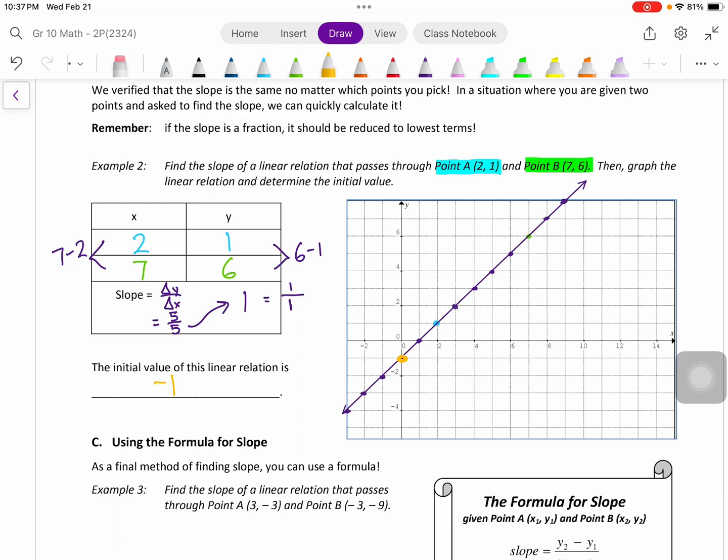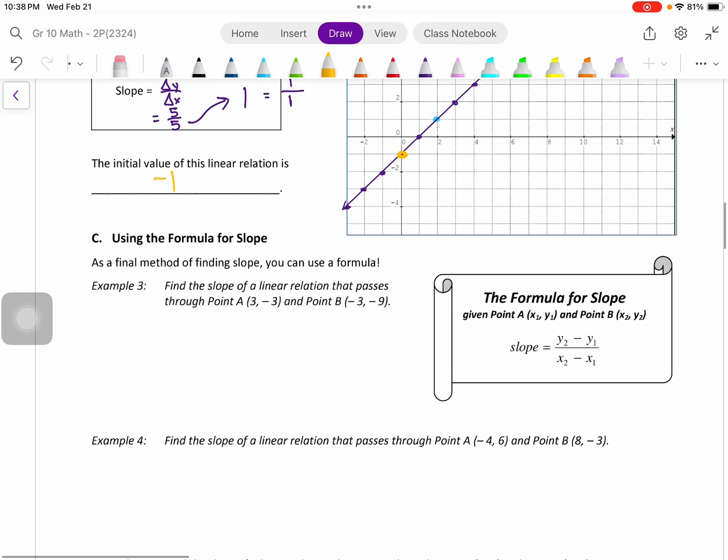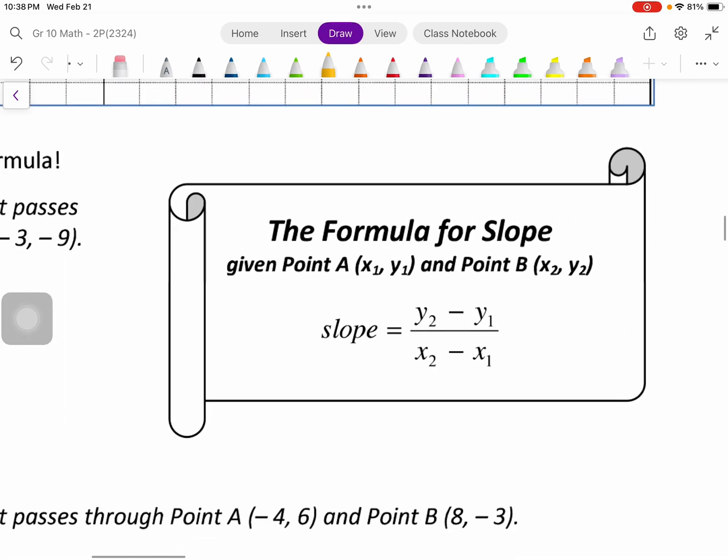For the next few examples, we're going to focus on just using 2 points and using a formula. So you can see here that each time I was taking the second y value and subtracting the first to calculate my delta y, and then I was taking my second x value and subtracting my first x value for my delta x. So that is all that the equation actually does for us. So the equation is that slope is equal to y2 minus y1 over x2 minus x1.